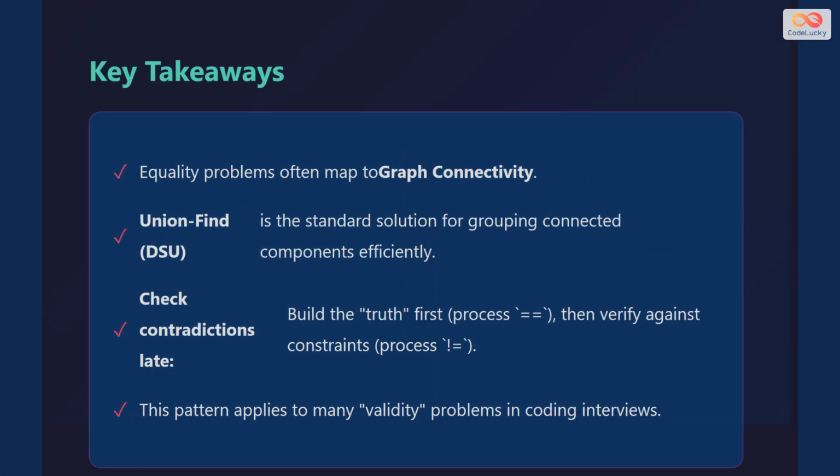To wrap up, remember that equality problems are often just graph connectivity problems in disguise. Union find is your go-to tool here. The key pattern is to build the positive truth first, and then validate the negative constraints against it. This two-pass approach makes the logic clean and easy to implement.